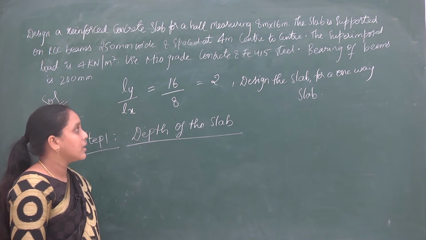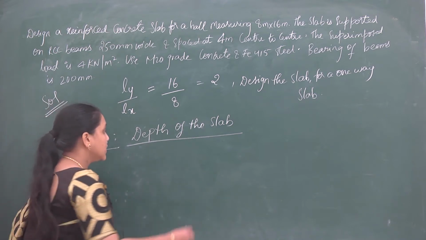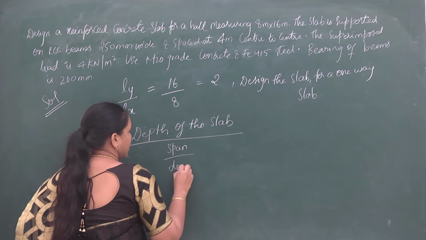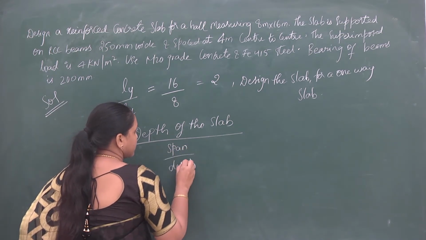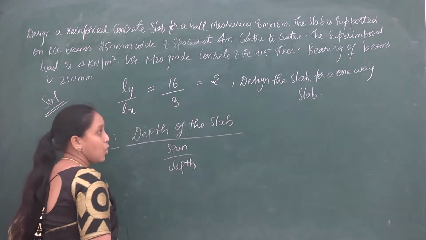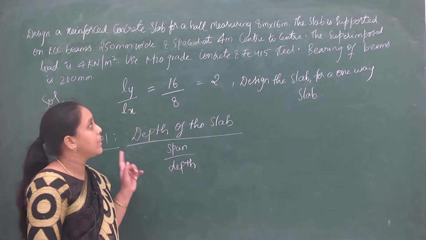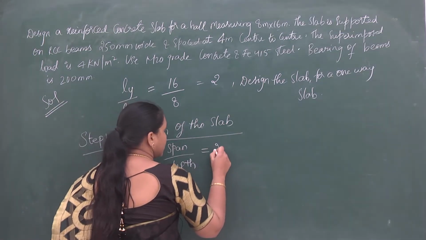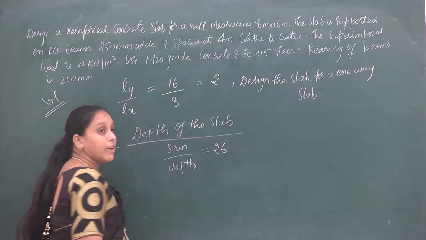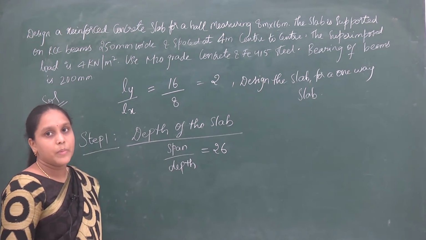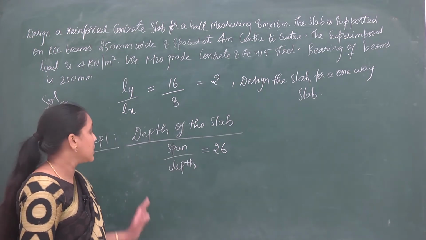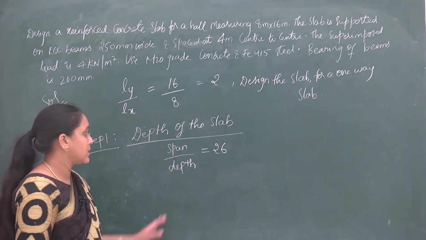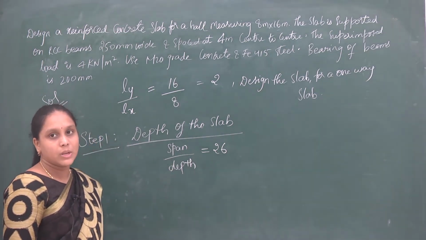So as per the code, the span to depth ratio for a continuous slab is 26 for spans up to 10 meters. So this is going to be our basic value.